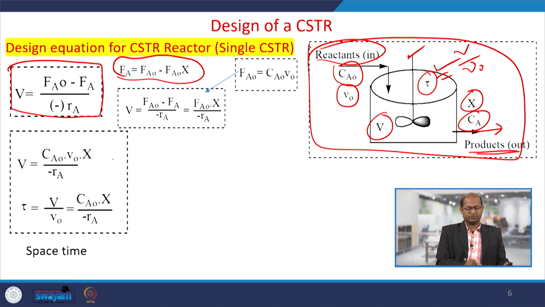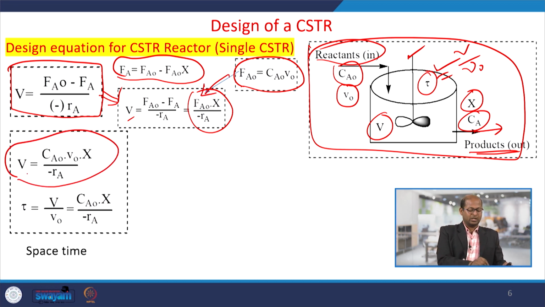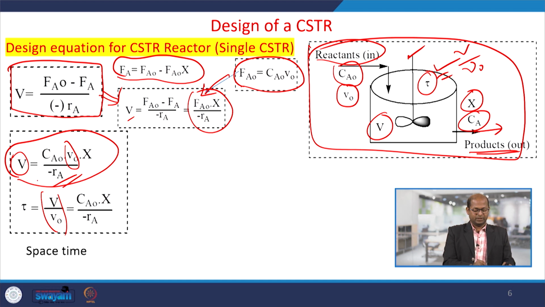Then this equation we can write as V equals F A naught into X by minus R A. F A naught we can write as C A naught into V naught, so that we can substitute here. Then the design equation we can express in terms of C naught V naught X by minus R A. Here V is there, V naught is there, so we can divide both sides by V naught. Then we get V by V naught equals C naught X by minus R A, which equals tau equals C naught X by minus R A.